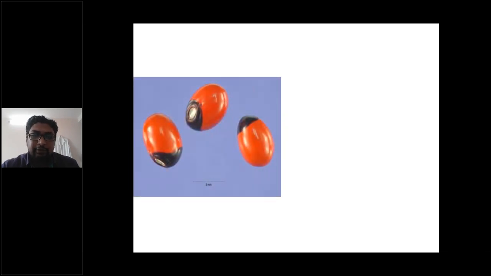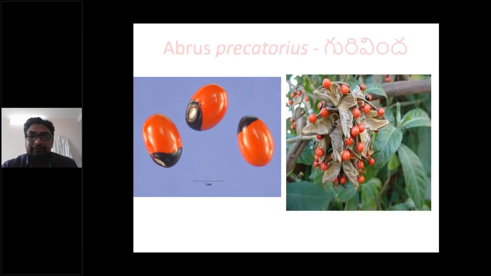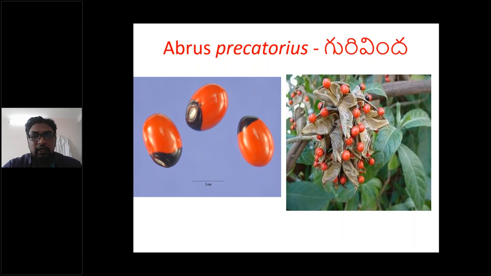So this is Abrus precatorius seeds. This is the Abrus precatorius plant. And Abrus precatorius in Telugu we call Guruvinda, Guruvinda Ginjalu. So this plant is also famous. Most of you might have seen that in your villages. And it is also an ornamental plant. So all these leaves are tied to one another and then they can be used as a necklace. In some tribal people, these seeds are used for ornamental purposes also.